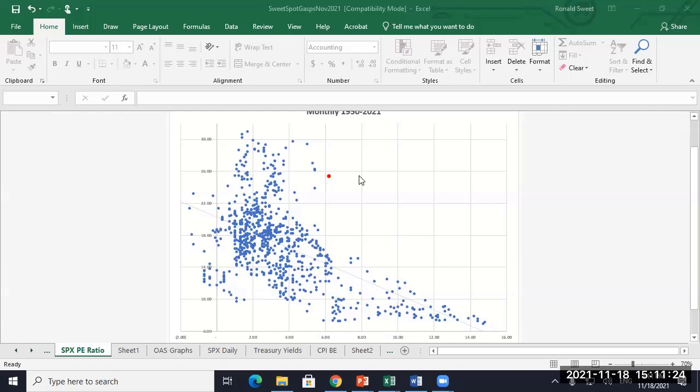He raises rates. How much did he raise rates in 1 year? Any guesses? 50 basis points, 75 basis points, 100 basis points? How about 225 basis points? In 1 year, he shot up. That's what the Feds do when they're worried about inflation.